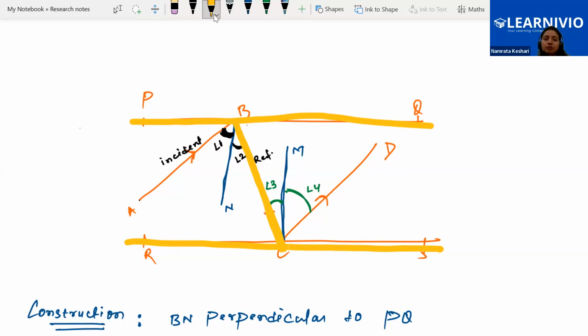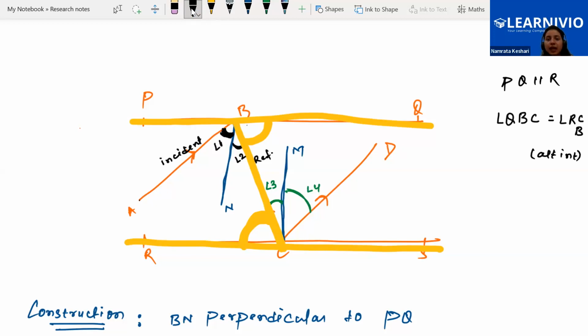So are we getting anything? What can we say? We can say that this complete angle will be equal to this complete angle, right? Can we? Yes, ma'am. So here I am going to write that angle QBC is equal to angle RCB, alternate interior, and PQ and RS are parallel. And which one is the transversal? We are seeing that BC is the transversal.